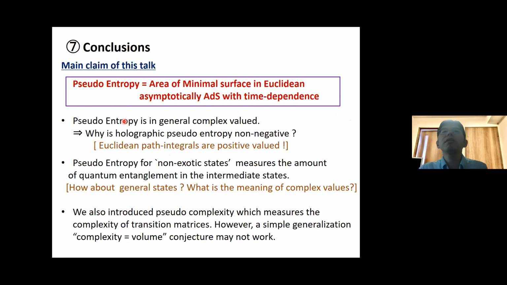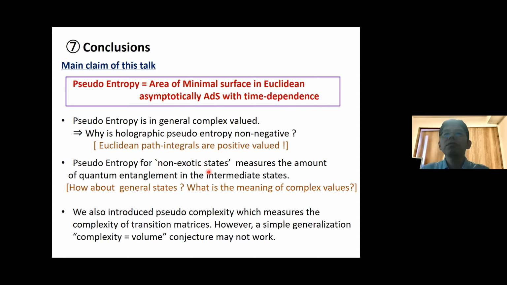So the main claim of this talk about the entropy is the area of the minimal area surface in Euclidean asymptotically AdS spaces with time dependence. And in general, this quantity is complex valued. This is a little bit problematic, but somehow a holographic situation described by a single geometry is always non-negative. And also the Euclidean path integral seems to give us some reason. So the Euclidean path integral with a reasonable background seems to always give some positive valued result.